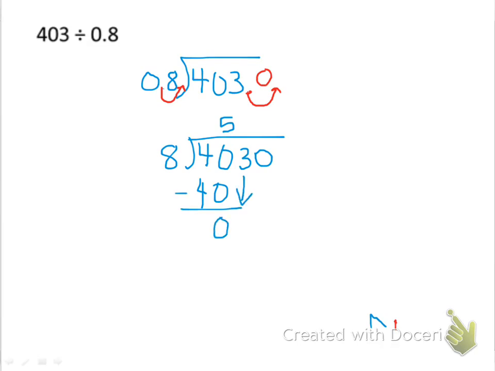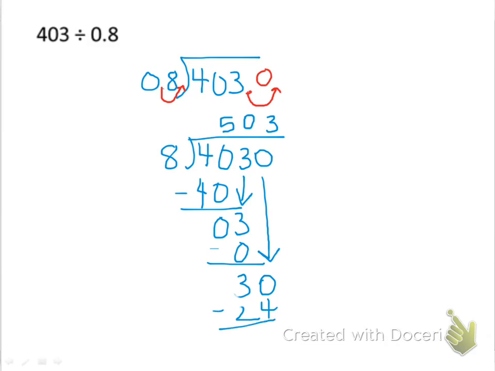Bring down that 3. How many times does 8 go into 3? It can't go into 3, so we put a 0 here. 0 times 8 is 0. 3 minus 0 is 3, and we bring down our last 0 here. How many times can 8 go into 30? It goes into 30 3 times. 3 times 8 is 24. So now we do 30 minus 24, and that is going to give us 6.